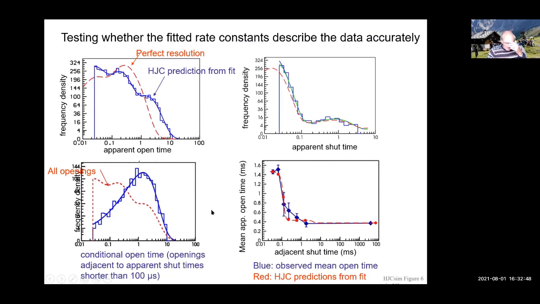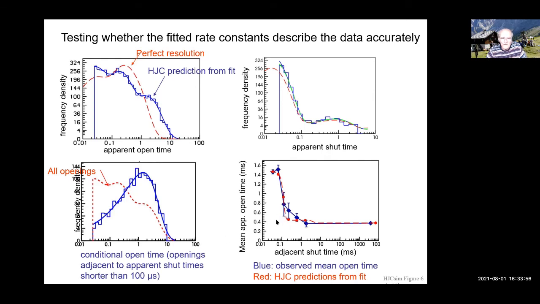These bottom two concern correlations, as this is the only program which will allow you to test the predictions of correlations. The blue histogram is the observed distribution of conditional open times. They're only for the openings which are adjacent to very short shut times. And you can see that these open times that are next to short shut times don't have the short openings in them, they're almost all long openings. The dotted line is the distribution of all openings, and you can see that you tend to get long openings next to short shuttings.